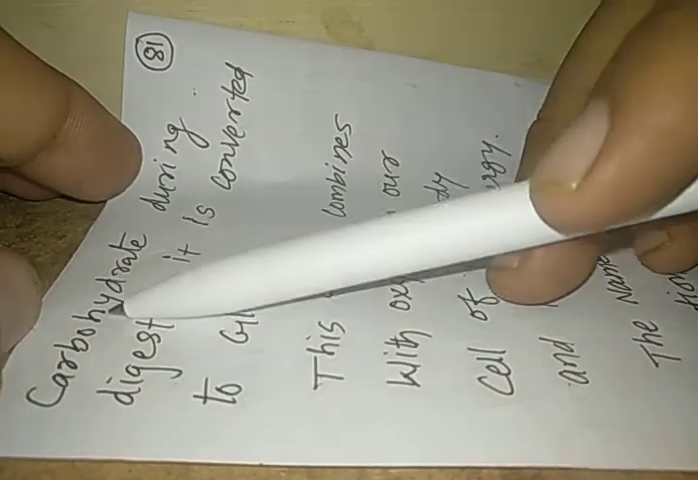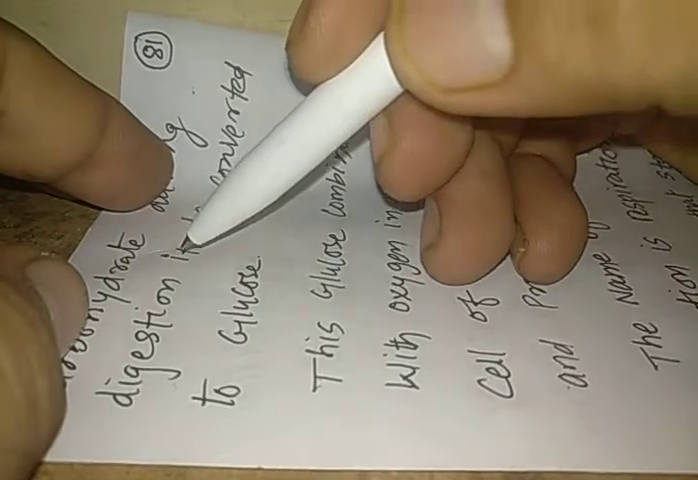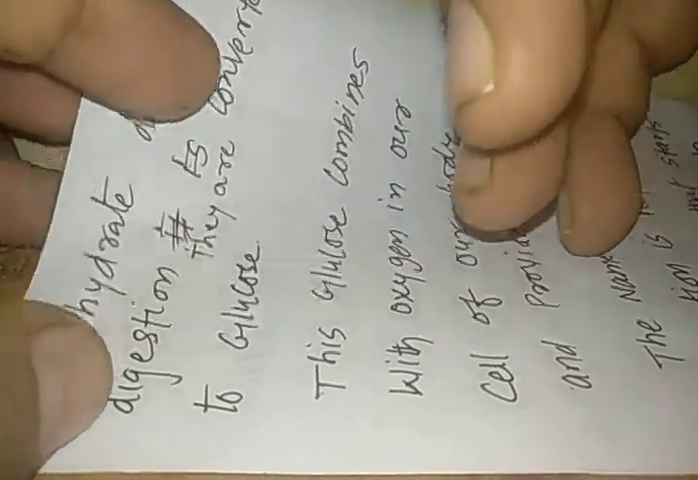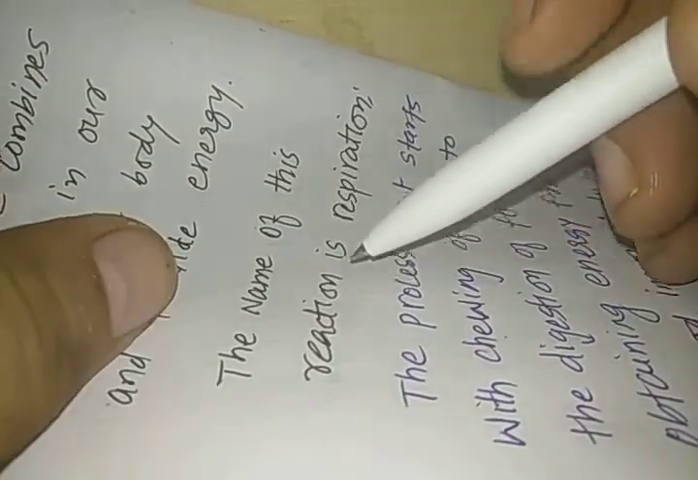Carbohydrates. During digestion, carbohydrates are converted into glucose. The glucose combines with oxygen in the cells of our body and provides energy. The name of this process, or this reaction, is known as respiration.